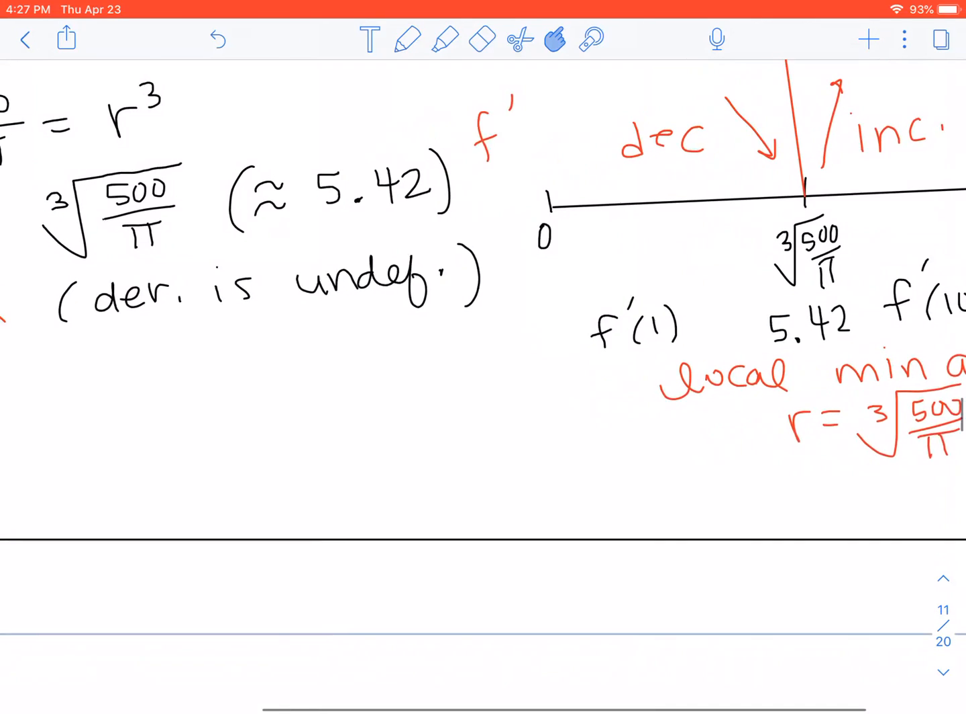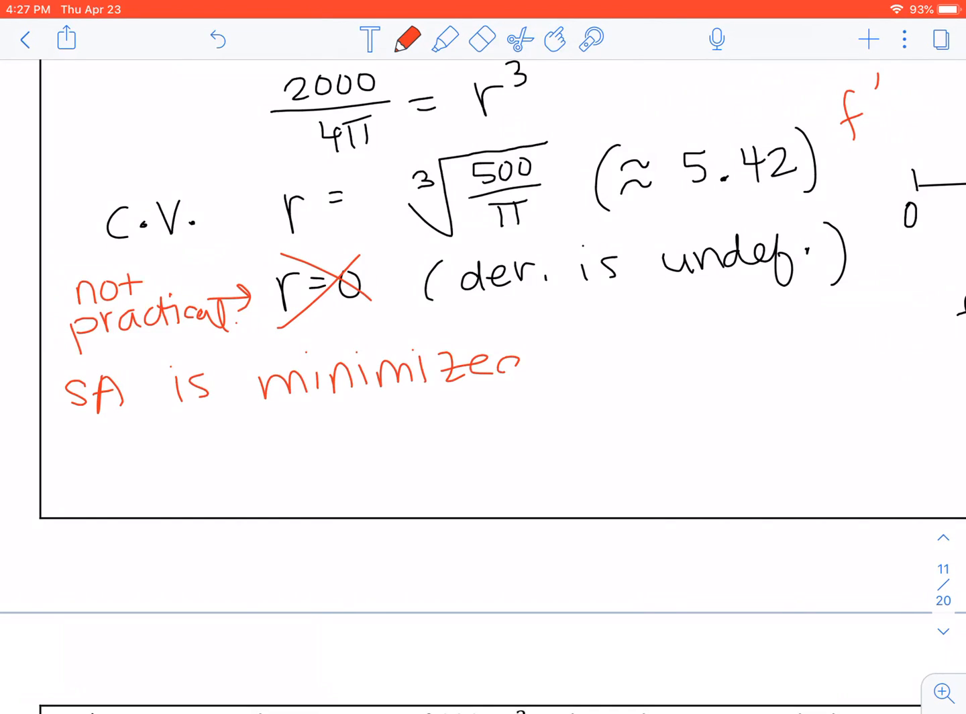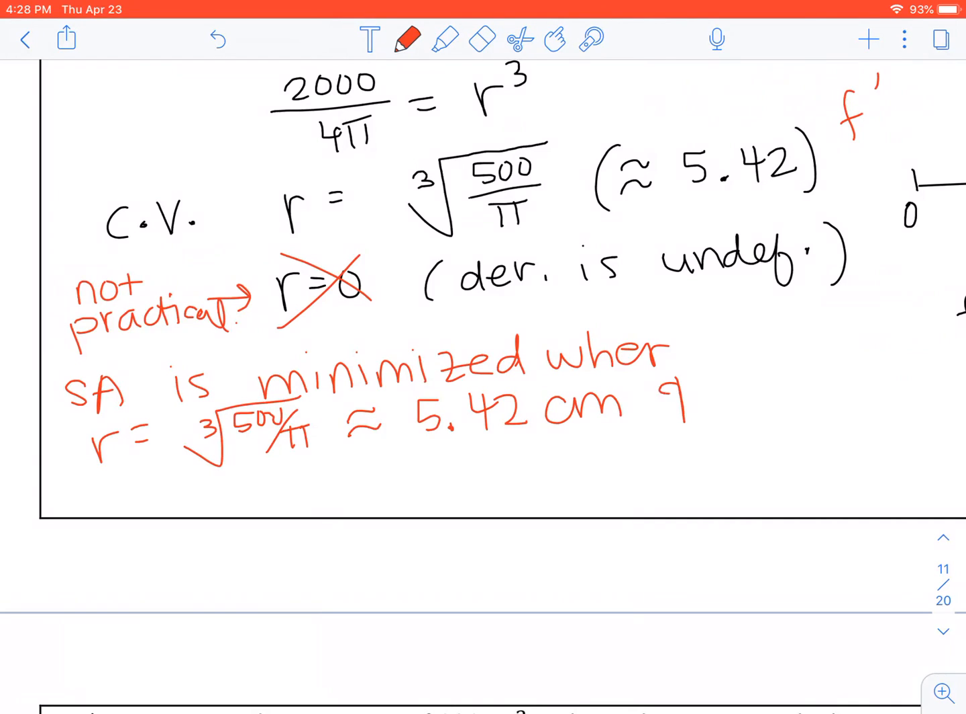So this is showing that we have a minimum there, which means it minimizes our materials. And so we can go ahead and say that surface area is minimized when r equals the cube root of 500 over pi, which is approximately 5.42, and our units in here are centimeters. And our height, because it asks for the dimensions, which would be the radius and the height.